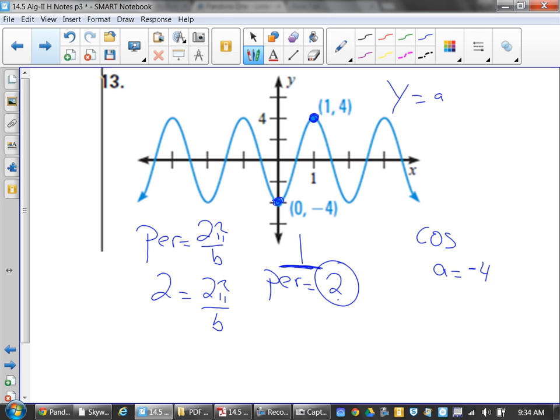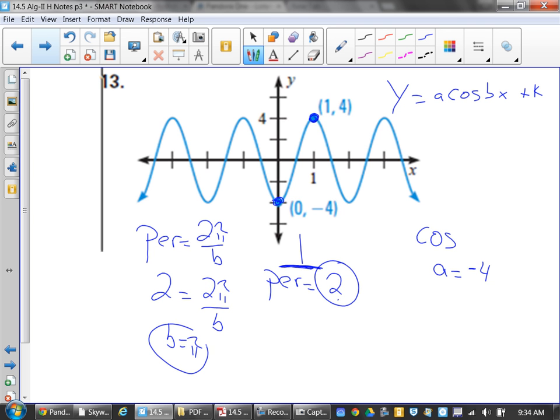a cosine B of x, and we have a plus k thrown out there. It's just how I fill in the blanks for the equation. What does B have to equal? Good. It's going to equal pi. So B is going to equal pi, because what's 2 pi divided by pi?